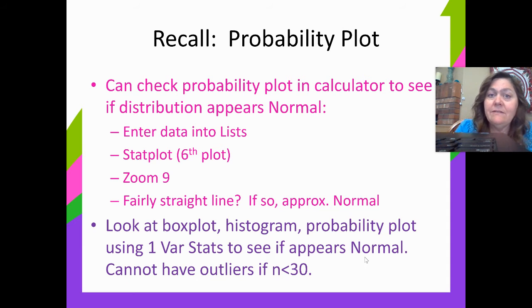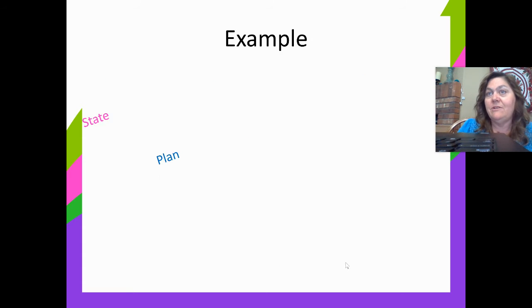If n is less than 30, notice this down here, you cannot have any outliers to use this procedure. So even if it looks like a straight line, but there's a major outlier, then we cannot use it. Or we would say proceed with caution. Remember how AP Stats wants us to do that. Even if we find something that's not quite met, we need to state it and then proceed with caution.